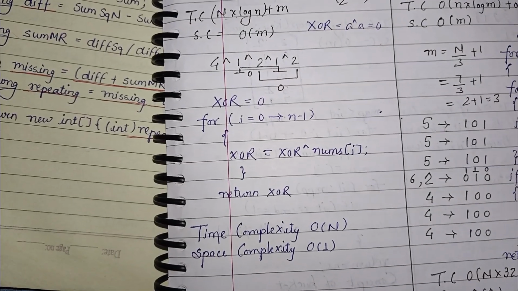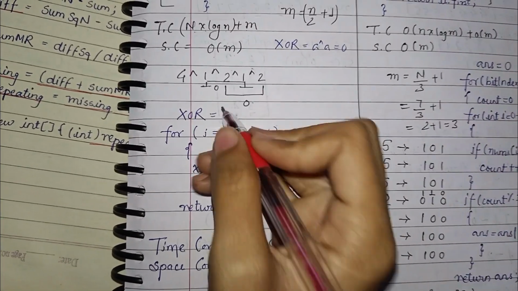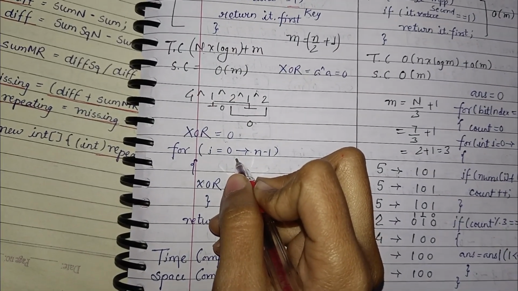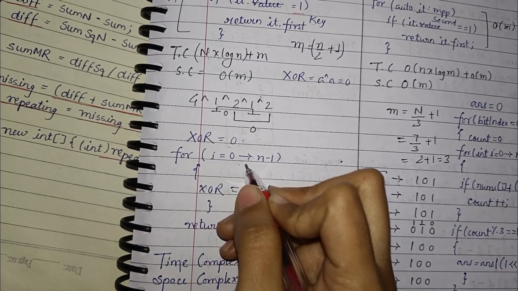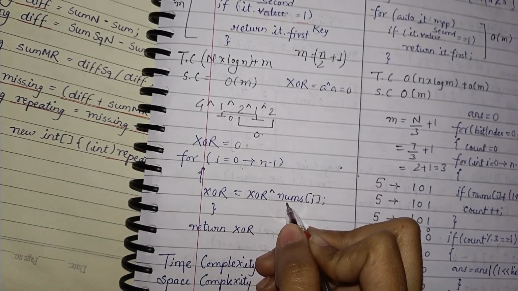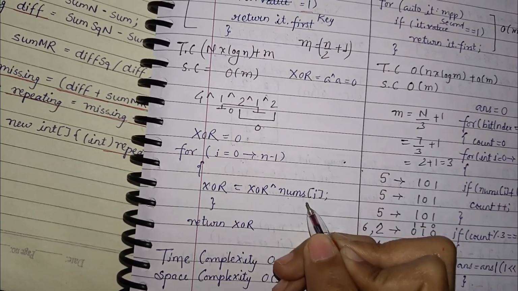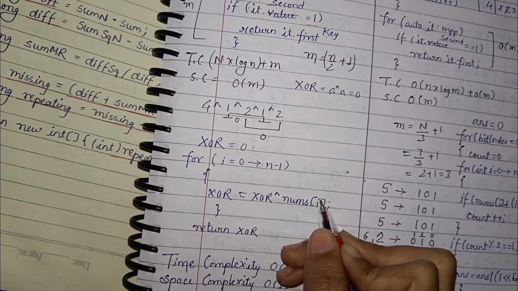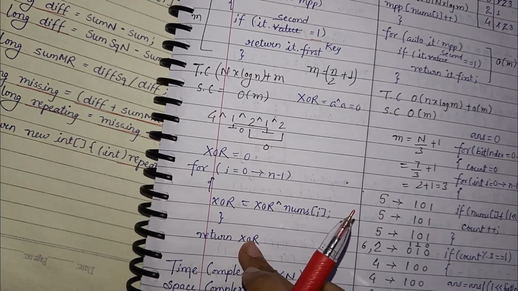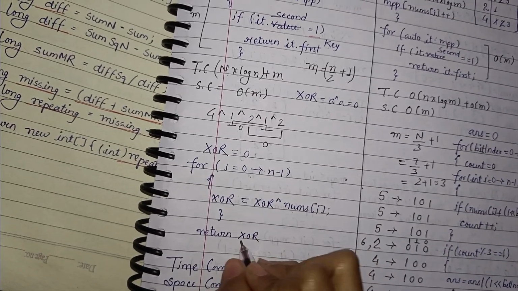Now we use the optimized approach. First we initialize XOR as 0. Then we traverse the array where we XOR every element with XOR. XOR of a number with itself becomes 0. XOR of a number with 0 gives the number. So all duplicate elements cancel out. At the end, only the single number remains in XOR. We return XOR as the final answer.